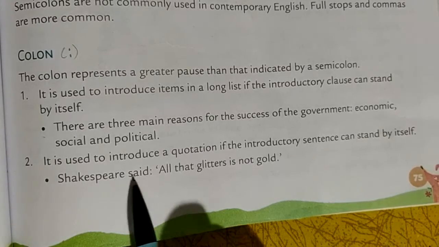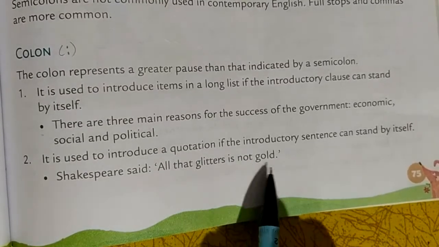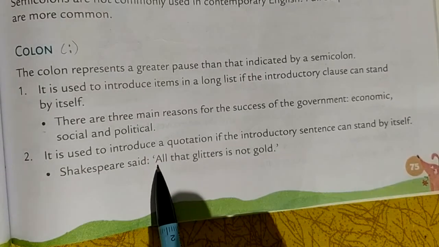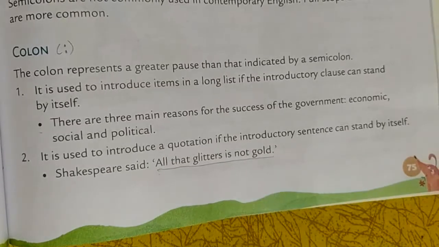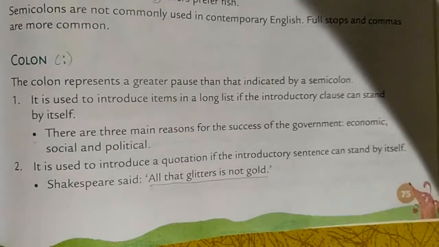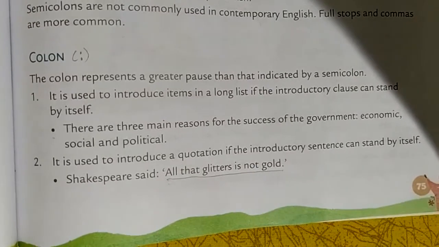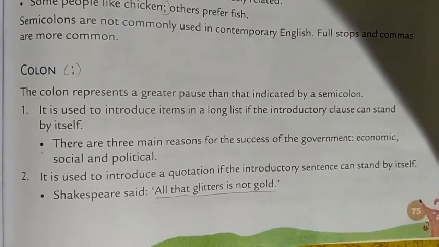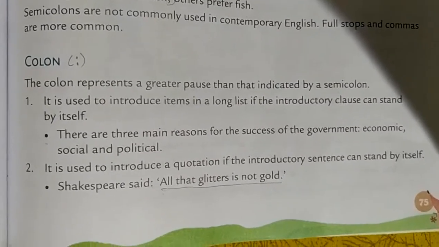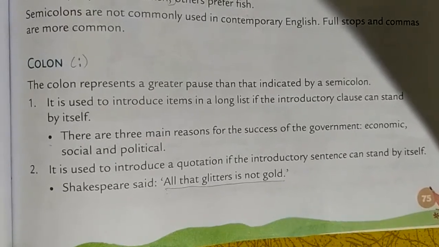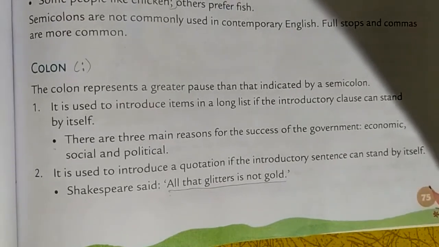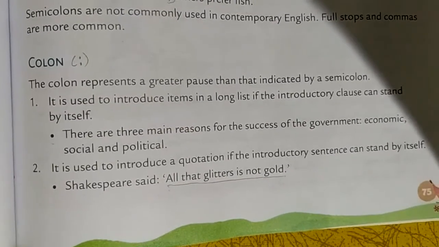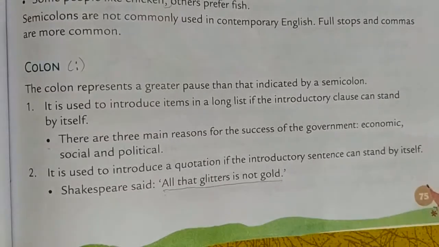Like your example, Shakespeare said: all that glitters is not gold. Okay, Shakespeare said, then a colon, and whatever Shakespeare said is in inverted commas. It is a very famous saying by Shakespeare. So it is in inverted commas. It is a quotation by Shakespeare. So it is giving an introduction that what the quotation is and who said that quotation. Okay, so for that purpose colon is used.